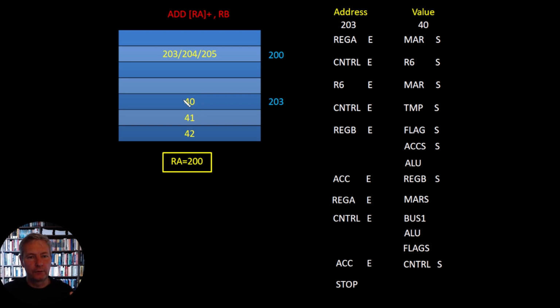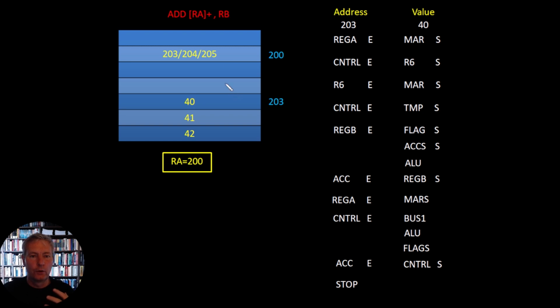We have to take that value of 40 out and then add it on to the contents of register RB. Now let's say for the moment that register RB contains the value 20. Then we're going to be adding the value 40 and the value 20, which gives us the value 60. And we're going to place the value 60 into register RB. And remember, register RB can be any of the 16 registers.